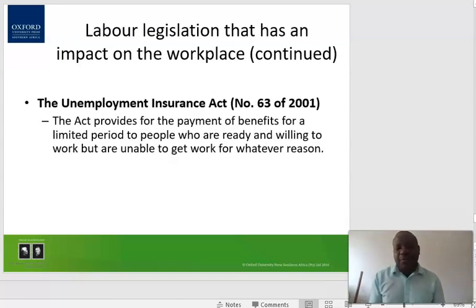There is also the Unemployment Insurance Act. This act provides for the payment of benefits for a limited period to people who are ready and willing to work but are unable to get work for whatever reason, which is also crucial. People are speaking of the Unemployment Insurance Fund, especially during this time of COVID-19, that people should register and claim also if they lost employment, or if they are put on leave for a longer period, which is unpaid.